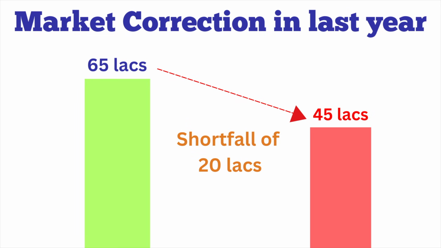Let's understand with the same example. If 65 lakhs correct by 30%, you are left with 45 lakhs. Shortfall is of 20 lakhs. But you have reached your goal date. It is not a return problem. It is a timing problem. This is called timing risk. And timing is the one thing that investors cannot control.